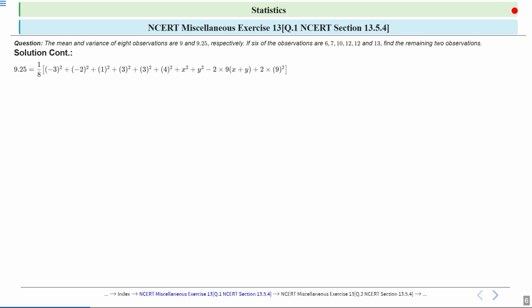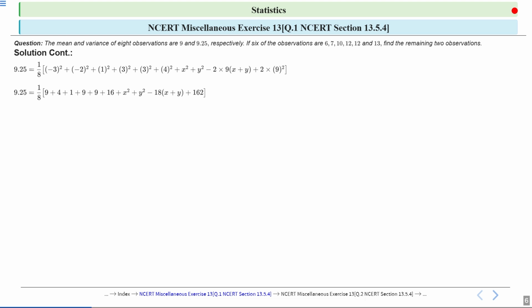So first, let's write the formula for variance using the data we have. So the variance is 9.25 equal to 1 divided by 8 times (minus 3) whole squared plus (minus 2) whole squared plus 1 squared plus 3 squared plus 3 squared plus 4 squared plus x squared plus y squared minus 2 times 9 times (x plus y) plus 2 times 9 whole squared.